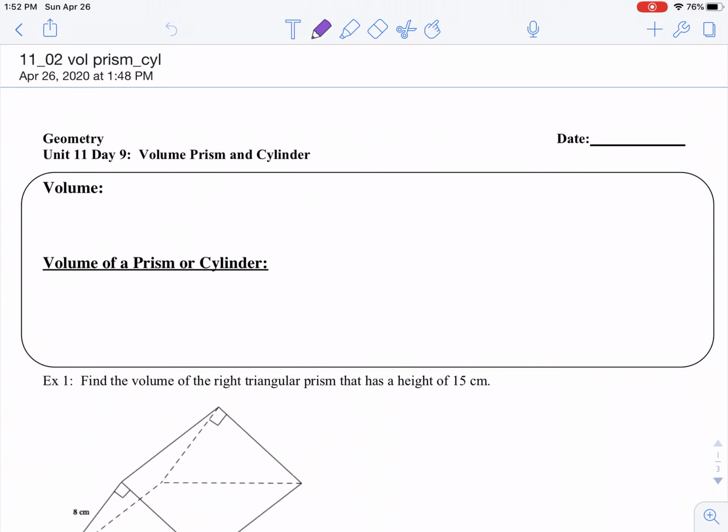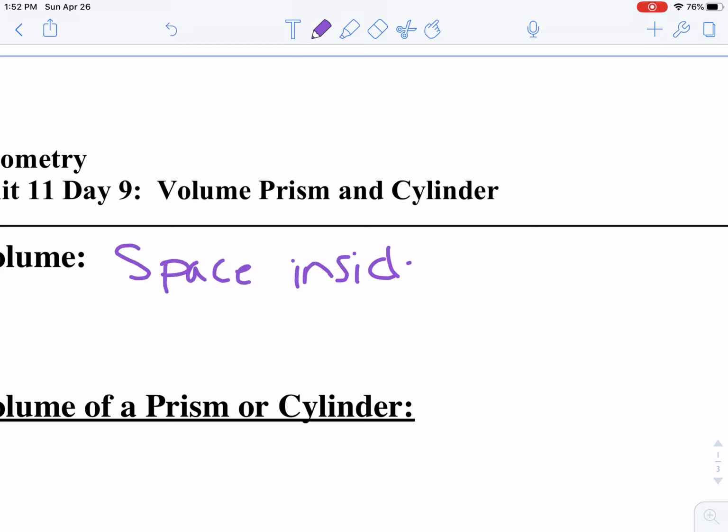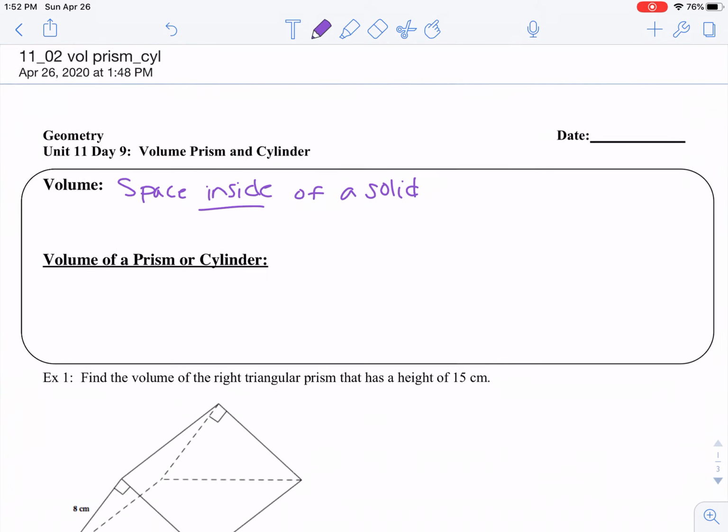Okay, so today's lesson is all about the volume of a prism and the volume of a cylinder. So let's just make sure we all remember what volume is. Volume is the space that is inside of a solid. If you were to picture that you had cubes that were 1 unit in volume, it would be how many of those 1 unit cubes would fit inside the solid.